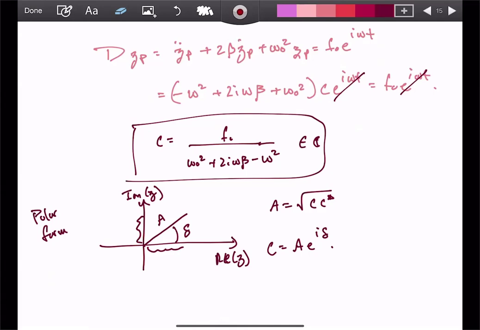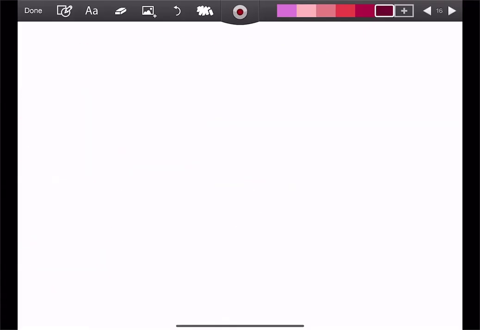So first of all, let's go ahead and do that. In this case, my delta is going to be equal to the inverse tangent of my real part divided by my imaginary part. So let's see here. How do we want to do that? I'll just write it this way: 2 beta omega divided by omega 0 squared minus omega squared. Right? A then, let's do it this way. A is going to be the square root of C star times C, or C times C star. It doesn't really matter which one. So let's multiply all that out.